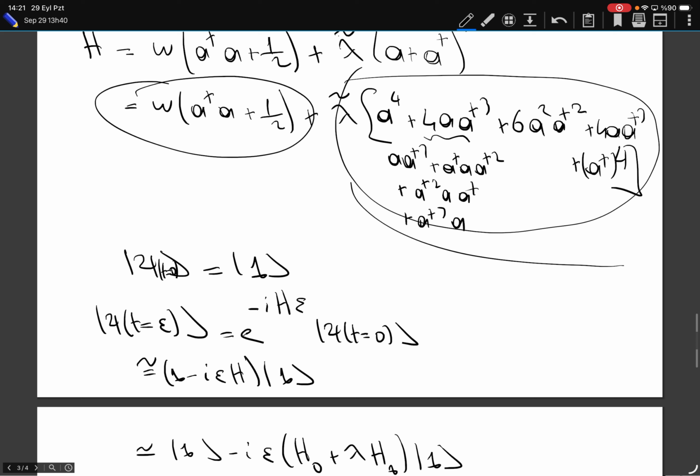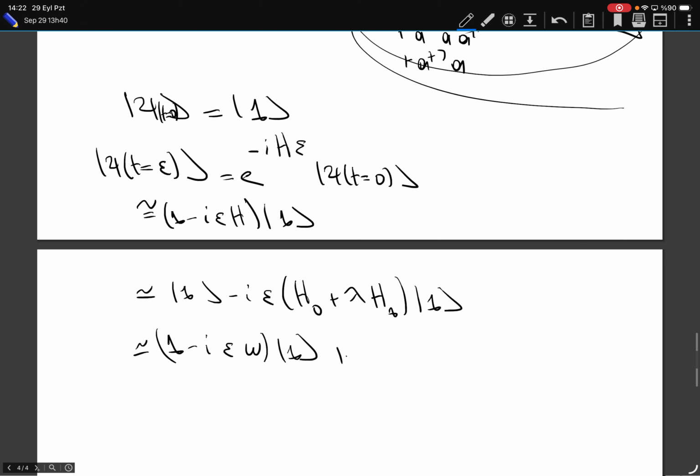Let's just look at this term again. This term will give me a dagger acting 3 times. We'll create 3 more energy packages. A acting once more will remove one of those energy packages, so that term will add 2 more energy packages. So I will get a term with 3 energy packages. Of course, I will have many other terms. So what happened? I started with a system with 1 energy package. After some time, now I have 3 energy packages.